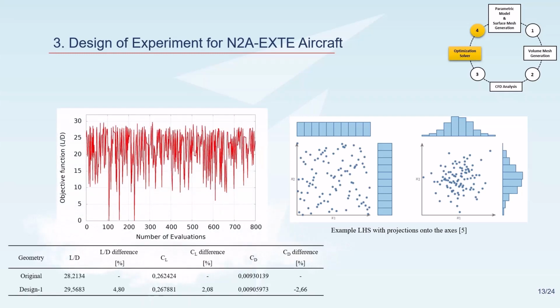After we did 800 evaluations using Latin hypercube sampling, we obtained design 1, an improvement of 4.8% in the lift-to-drag ratio by increasing the lift coefficient and decreasing the drag coefficient. You can see the details in the table.